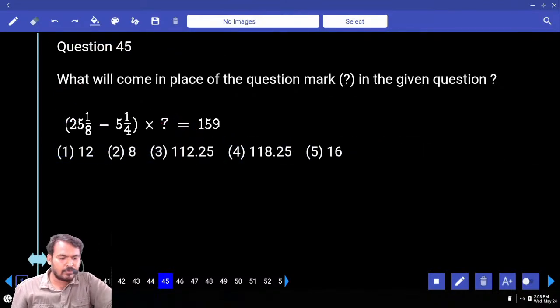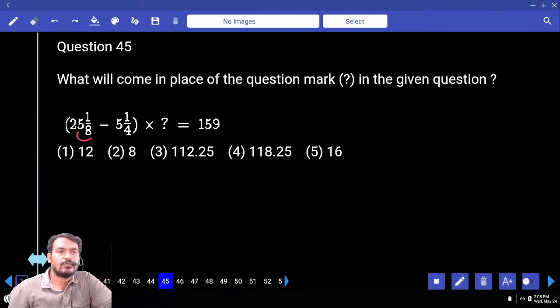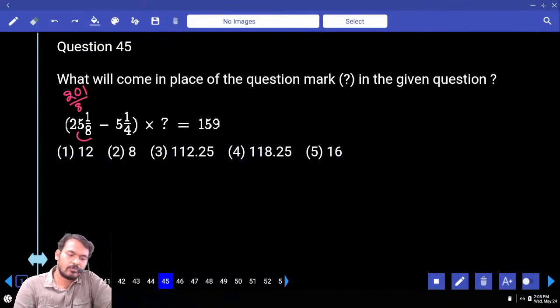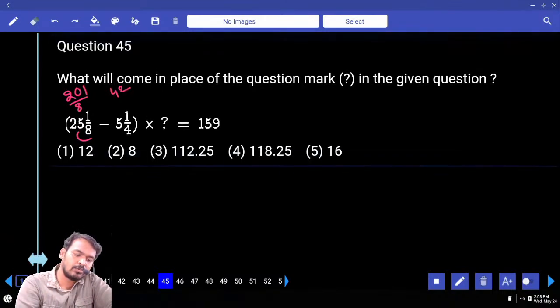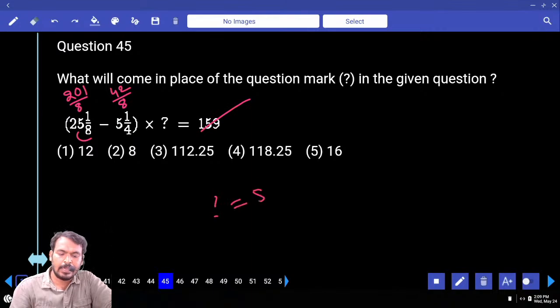Next question number 45. 18 to 25, 200 plus 1, 201 by 8. Second one, 5 1 by 4, 21 by 4. But this one we written 42 by 8. What is the difference between 201 and 42? 159 by 8. Both sides 159 cancel. Then question mark equal to 8.